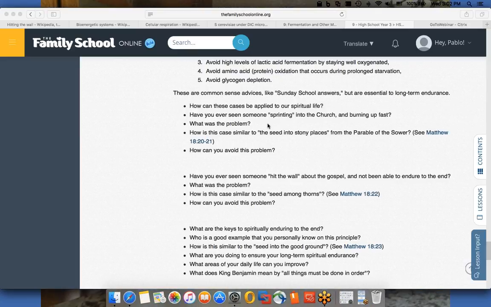Yeah. So you are probably a young man, maybe thinking and preparing on going on a mission. How does that apply to you as your preparation to going on a mission?